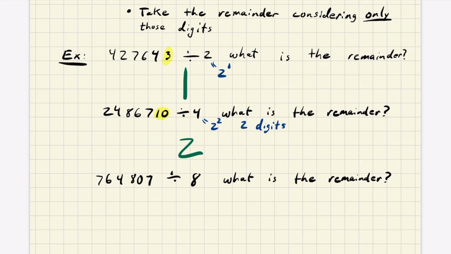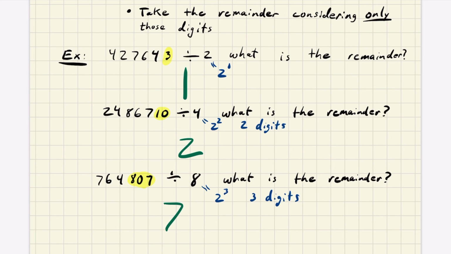For the last one, 8 is the same thing as 2 cubed, so we're just going to look at the last 3 digits. And if I go ahead and highlight those here, well, I chose a very special one. In this case, 8 goes into 807 100 times, and you just get a remainder of 7. So in this case, you just go ahead and write 7.